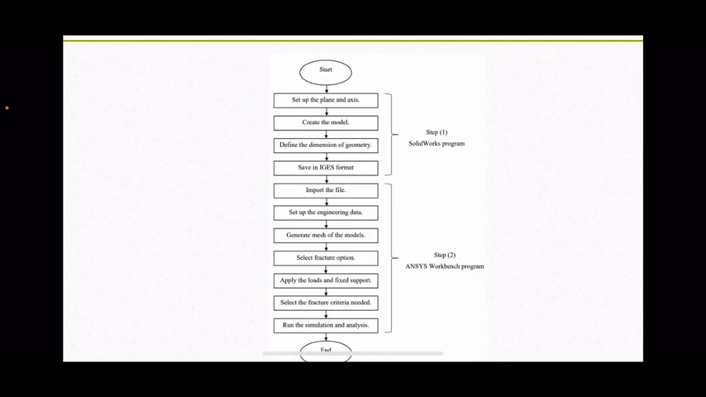So firstly, we have to create the model on SolidWorks, the model for the bamboo composite. Then we define the dimensions of the geometry, and finally save it in IGES format, so it can be imported into the Ansys program.